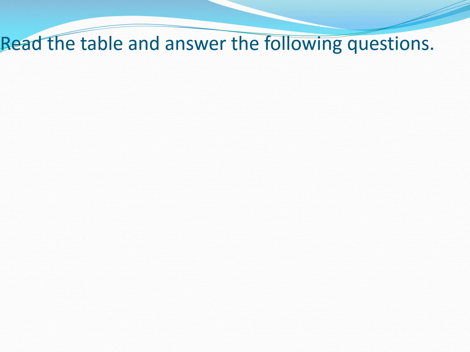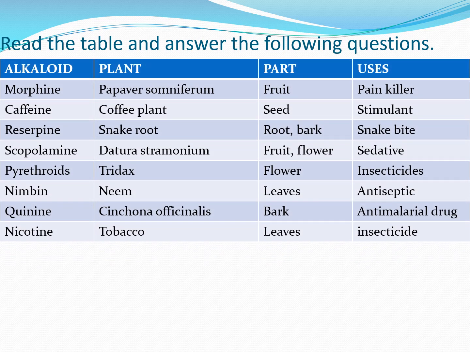Read the table and answer the following questions. So let us try to read the table first and then later on we'll answer the questions which are asked here. So in the first column, alkaloid is mentioned, which is obtained from a plant, and from which part of that particular plant we can obtain this alkaloid, and then the uses of alkaloids are mentioned.